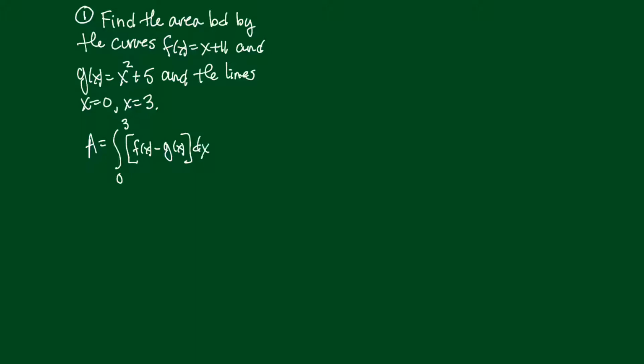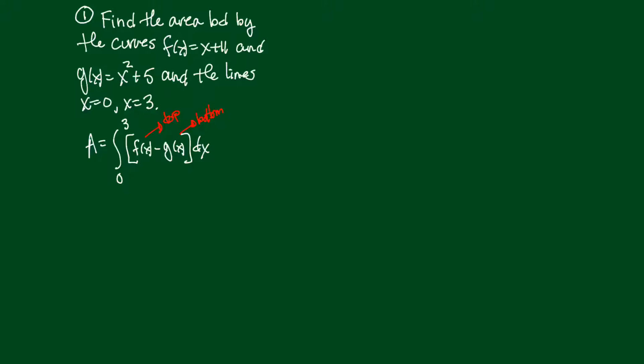dx. But now this is a general formula. What we need to do is define which one of these is really f. Just because this says f doesn't mean that it's this one here, and just because this one says g doesn't mean this is g. Keep in mind when we read this formula, this is the top of the rectangle. This is the bottom of the rectangle. So we need to decide which curve lies above the other.